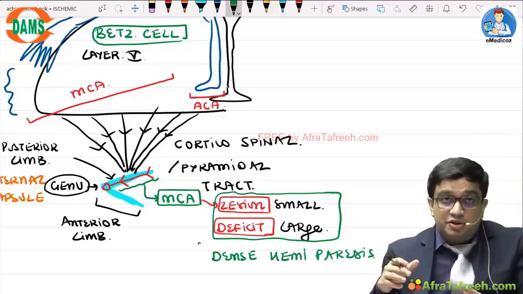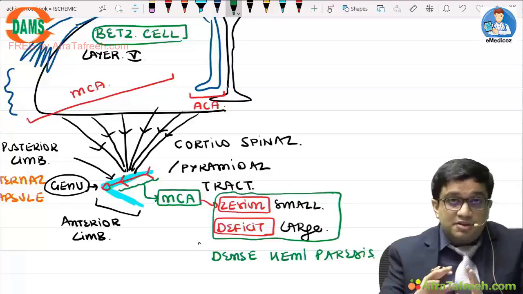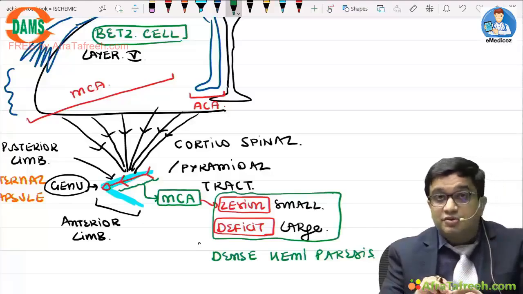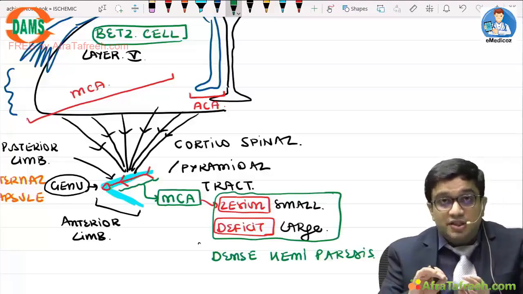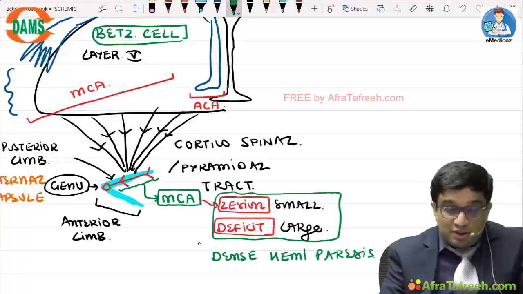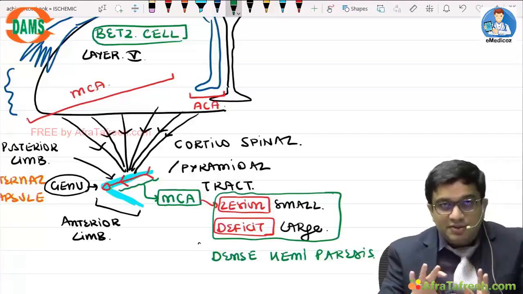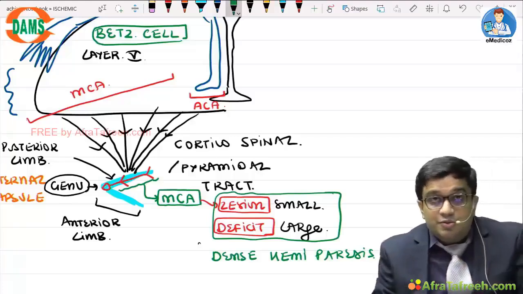Half side of the body is weak. Dense, because the fibers are together. So remember this old concept: whenever we use the words dense hemiparesis, we are considering the lesion at the level of internal capsule due to involvement of the artery MCA. I'll talk about MCA separately, don't worry. But before that, a few concepts of physiology and anatomy need to be revised.